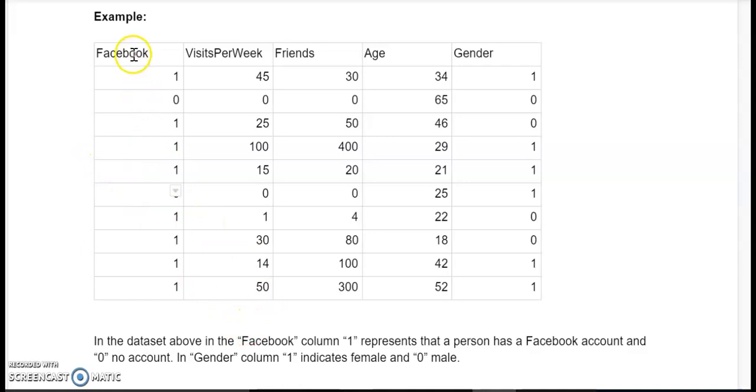So the Facebook column, you can think of it as categorical, because if you ask the person, do you have Facebook? The answer would be yes or no. So it's a category. So it'd be categorical.